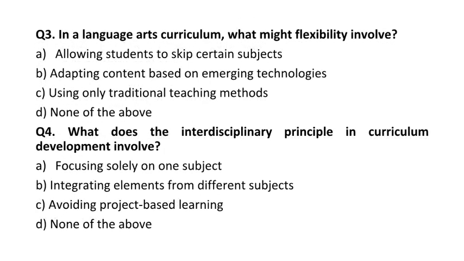Question 3. In a language arts curriculum, what might flexibility involve? A. Allowing students to skip certain subjects. B. Adapting content based on emerging technologies. C. Using only traditional teaching methods. D. None of the above. Correct answer is B. Adapting content based on emerging technologies.